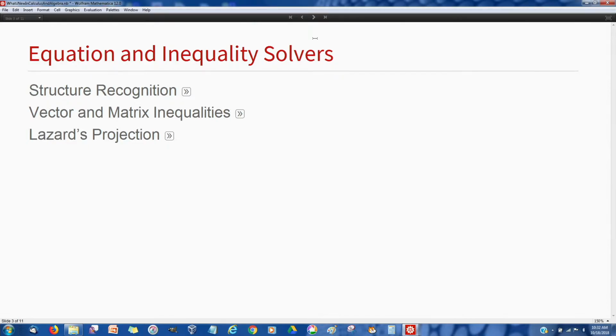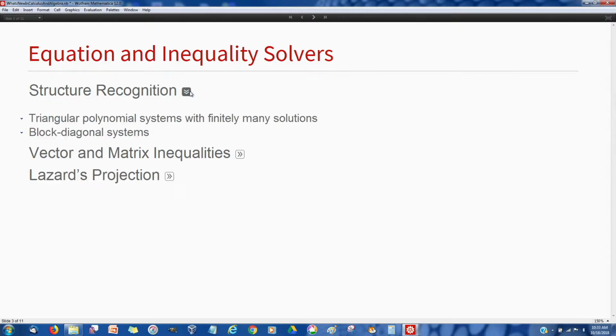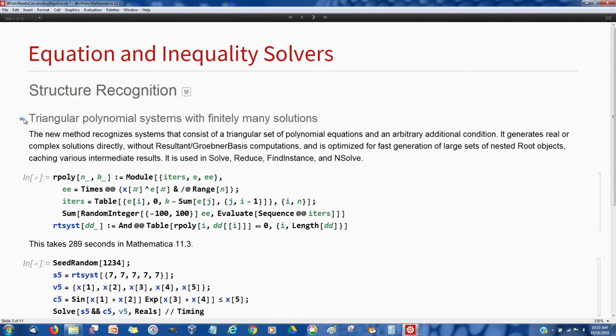Now another change. In equation and inequality solvers, we can now do structure recognition. Here are a few improvements in equation and inequality solvers: structure recognition, vector and matrix inequalities, and Lazard projection, which I will shortly say what it is. So structure recognition. We can recognize triangular polynomial systems with finitely many solutions and go directly into solving for the solutions rather than try to prove algebraically that there are actually finitely many solutions.